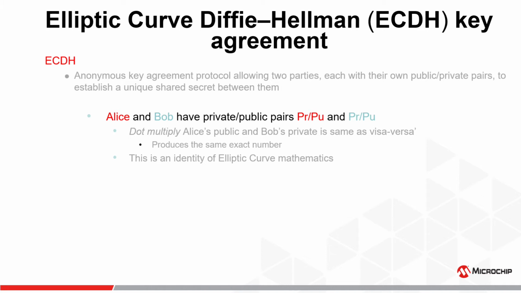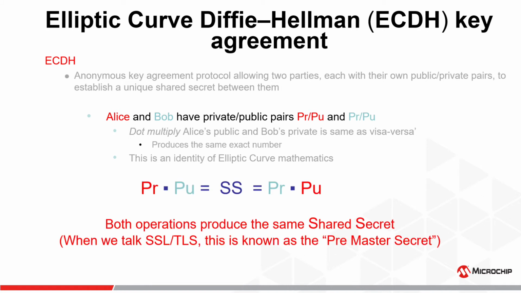Assume Alice and Bob have public-private key pairs. If Alice takes Bob's public key and dot multiplies it with her private key, and Bob does similarly if he takes Alice's public key and dot multiplies it with his private key, mathematically, they will arrive at exactly the same number. This is a way of arriving at a shared secret between two parties that never has to be transmitted.